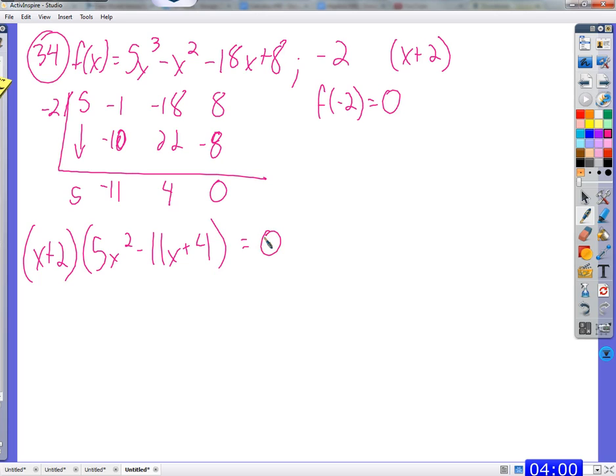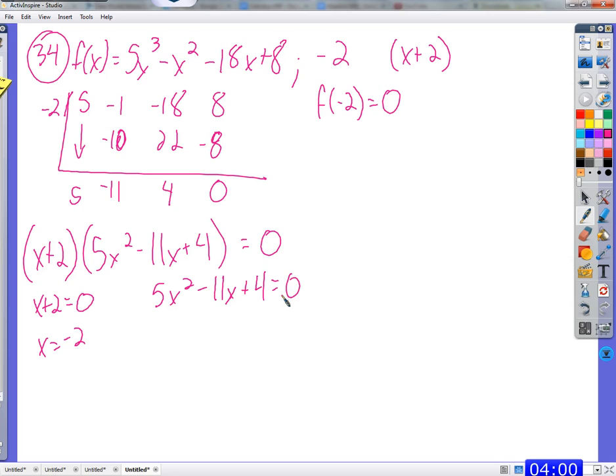So here's the useful thing about that. If we're looking for zeros, well, clearly we know that negative 2 would have to be a zero. That's something we knew from the beginning. If we multiply two things together and the result is zero, then one of them has to be zero. That's the zero product property. So either x plus 2 is zero and x is negative 2, we already knew that, or 5x squared minus 11x plus 4 is 0, and then we have to solve this quadratic.